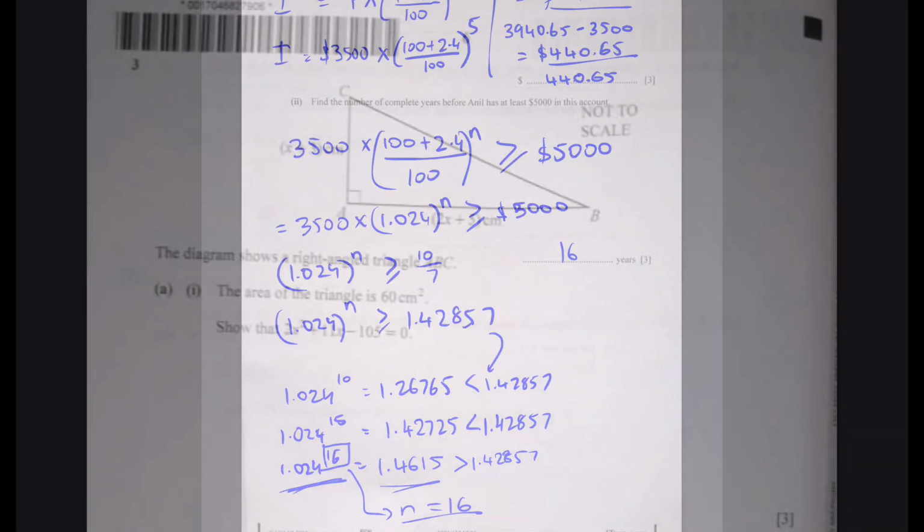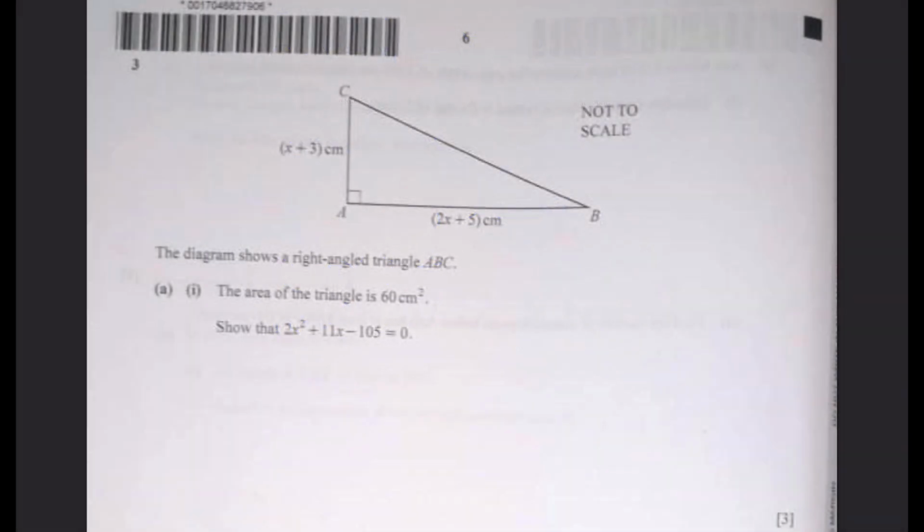Let's go to question 3. Question 3. The diagram shows a right angled triangle ABC. The area of the triangle is 60 centimeters squared. Show that 2x squared plus 11x minus 105 is equal to 0.